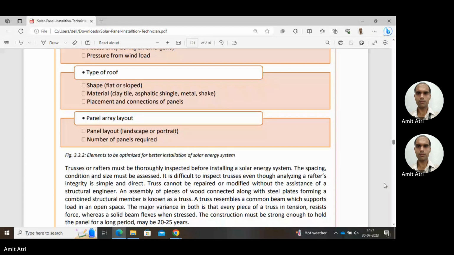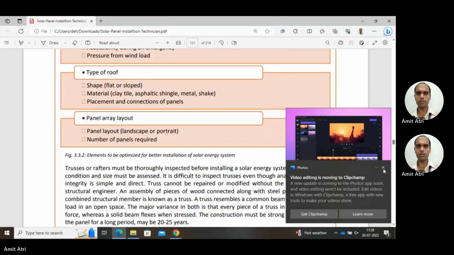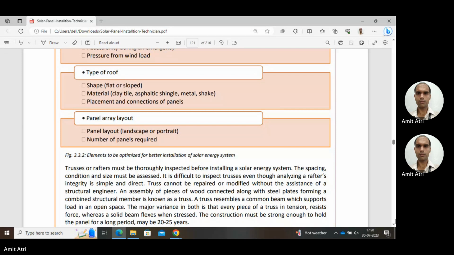asphaltic shingle, metal or shake, and placement and connection of panels. All of these factors we have to consider in the case of the roof. Then panel array layout, like landscape or portrait, and how we have to connect it. Then how many panels are required? That depends on the availability of the connection, the number of panels we need to connect as per the voltage and current requirements.